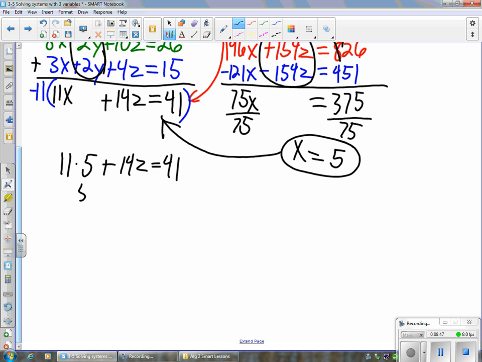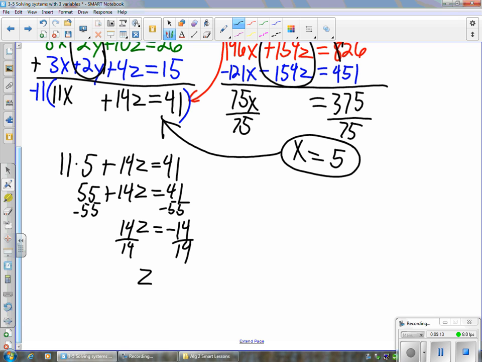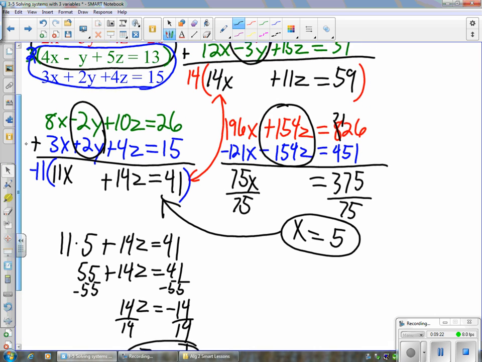11 times 5 is 55 plus 14z equals 41 minus 55 to both sides. 14z will equal a negative 14. So divide by 14 on both sides. Z will equal negative 1. So now we have x. Now we know z. We can now solve that and find a y.